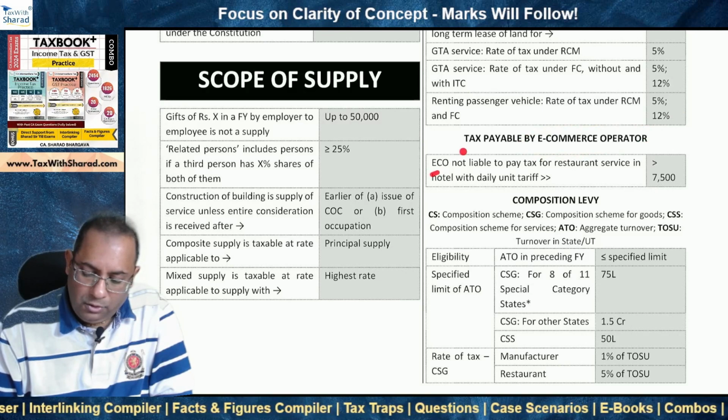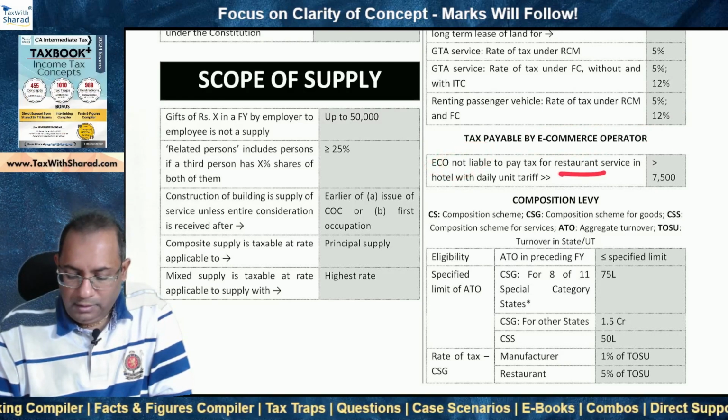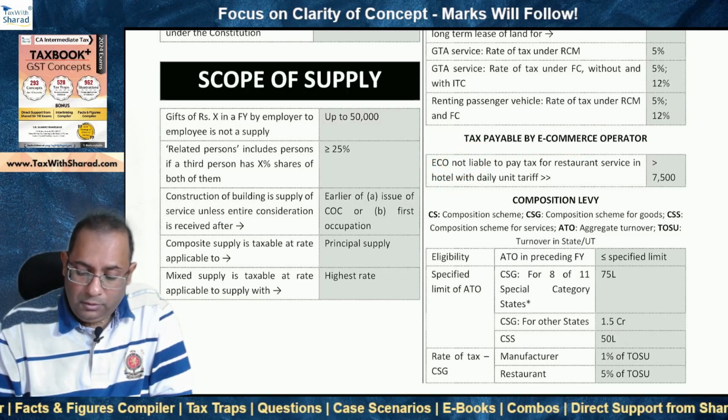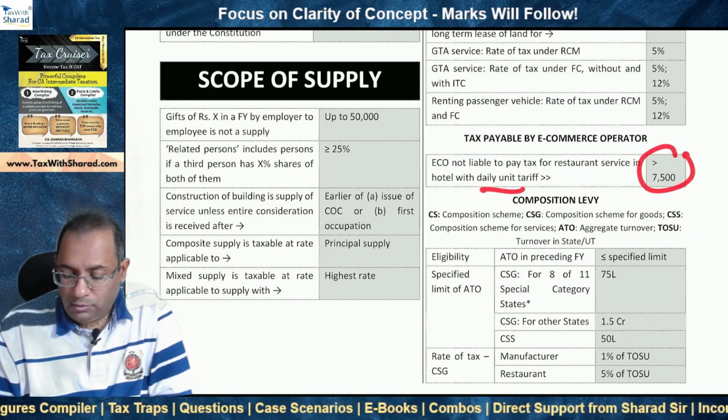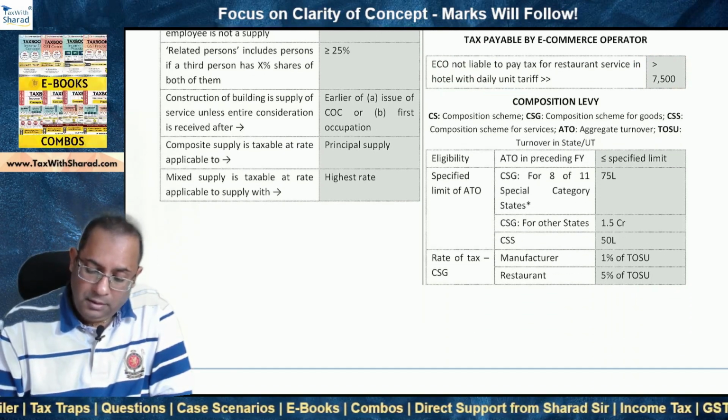Now, e-commerce operator is not liable to pay tax for restaurant service in a hotel where the hotel has a daily unit tariff of more than 7,500 rupees.